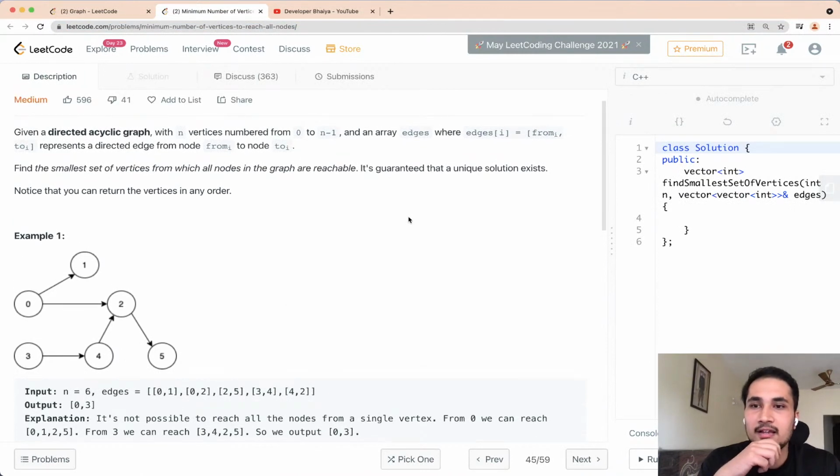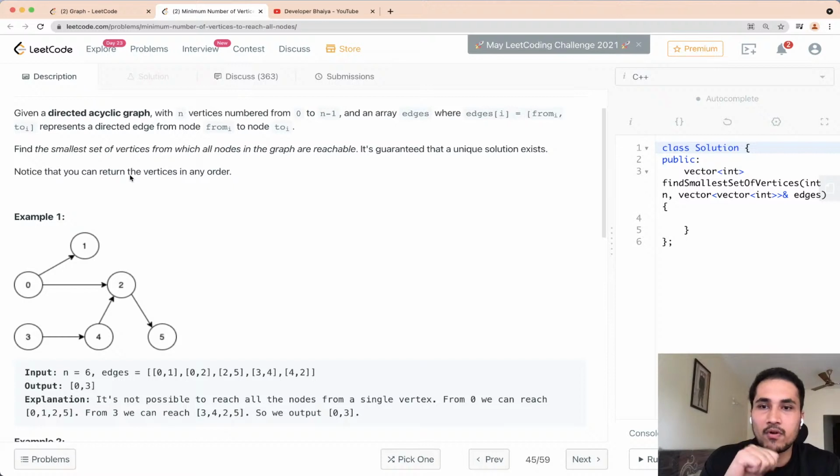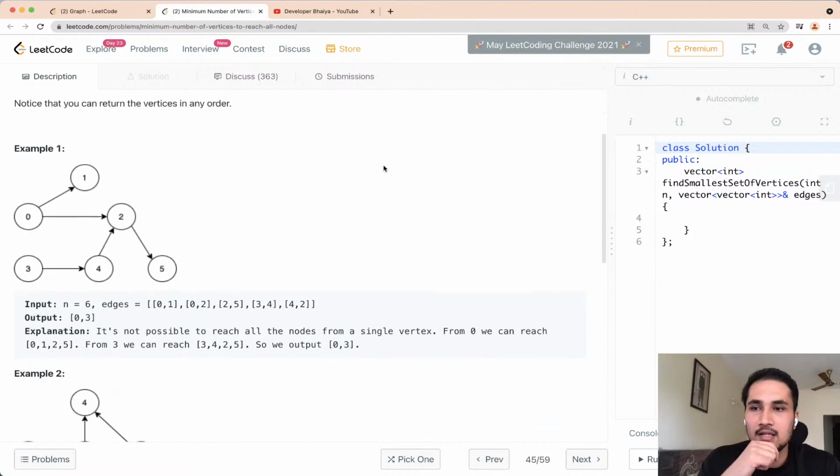We are given a directed acyclic graph with n vertices numbered from 0 to n minus 1, and we have an array of edges. We have to find the smallest set of vertices from which all nodes in the graph are reachable. It's guaranteed that a unique solution exists, of course. So basically, we are given a graph like this one, and the output for this is 0, 3. Why? Because it's not possible to reach all the nodes from a single vertex. From 0, we can reach 0, 1, 2, and 5. And from 3, we can reach 3, 4, 2, and 5. So we output 0 and 3.